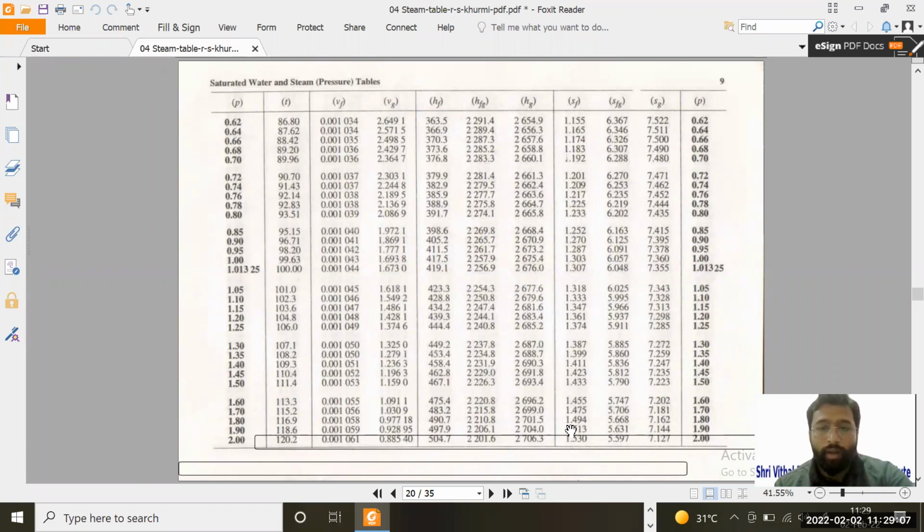Similarly, I can go for entropy also. Entropy of saturated liquid at 2 bar is 1.53. Entropy of dry saturated steam at 2 bar is 7.127. Okay. So that way you can calculate the properties.